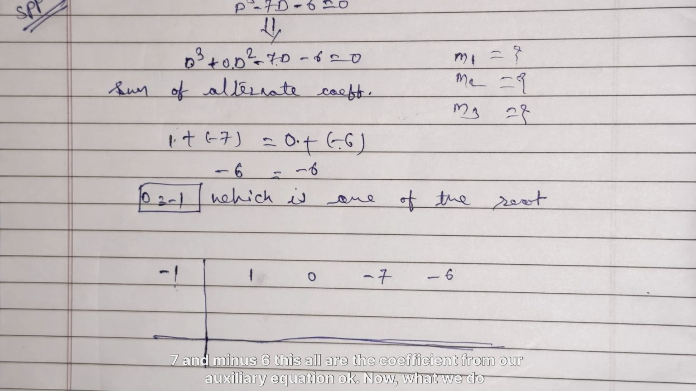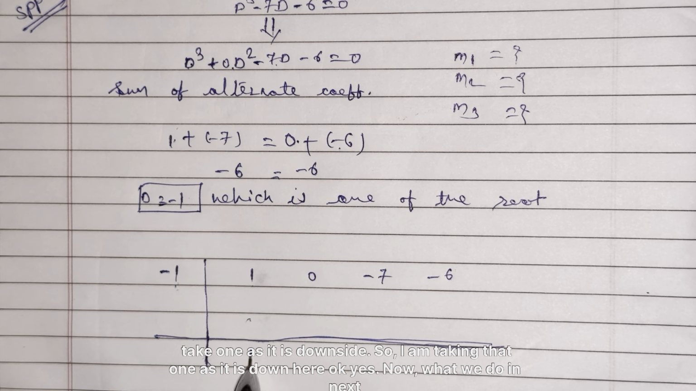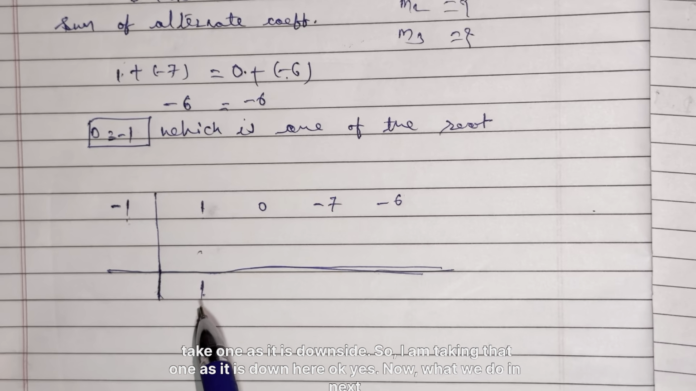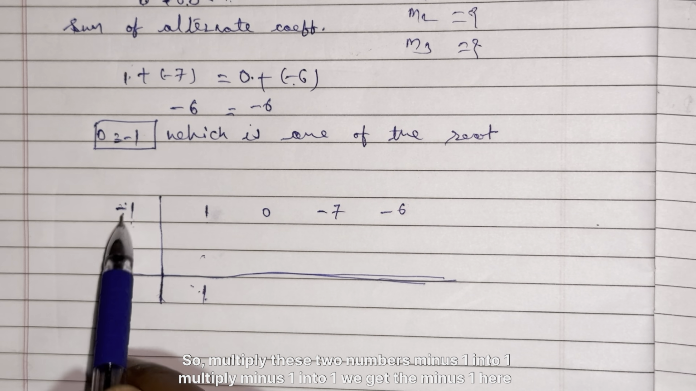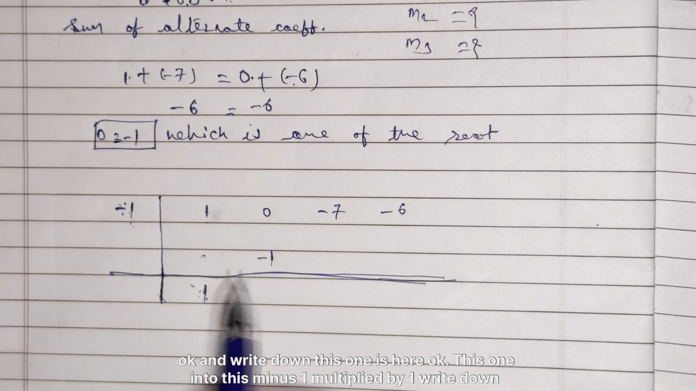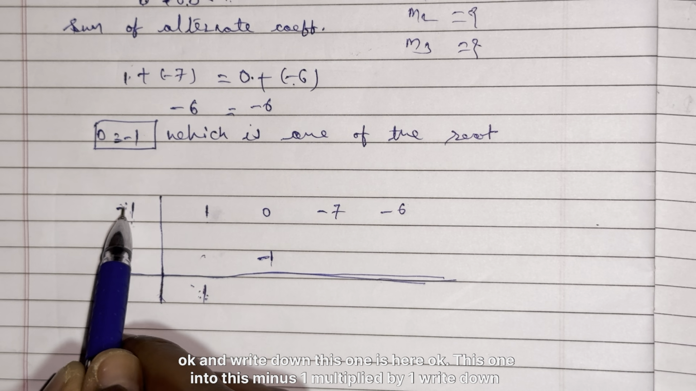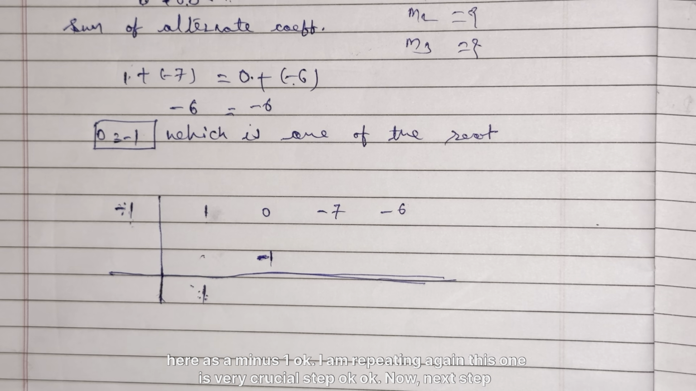Now let's go for applying synthetic division. As we don't have any coefficient here, take 1 as it is downside. So I'm taking that 1 as it is down here. Now what do we do next? Multiply these two numbers, minus 1 into 1, we get minus 1, and write it down here. I'm repeating again, this one is a very crucial step.